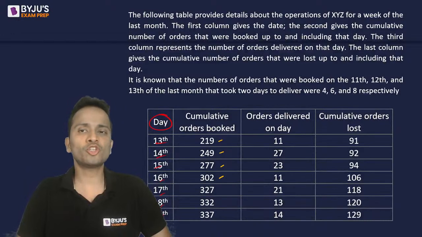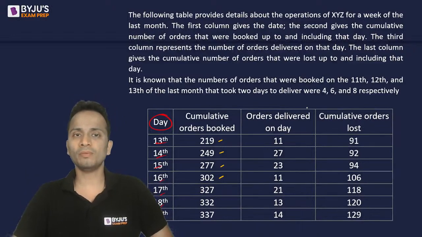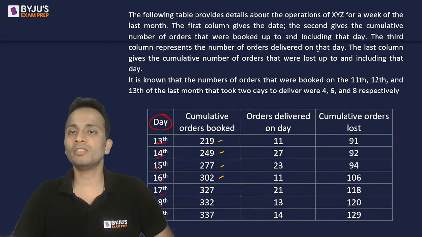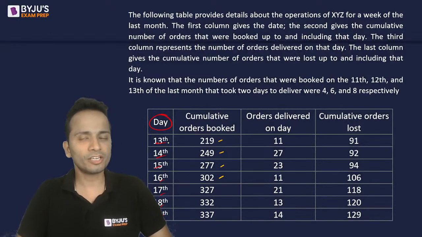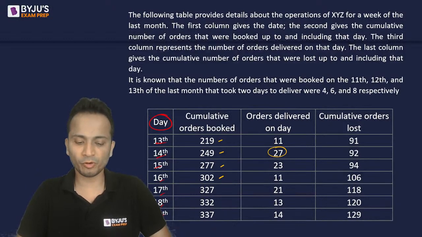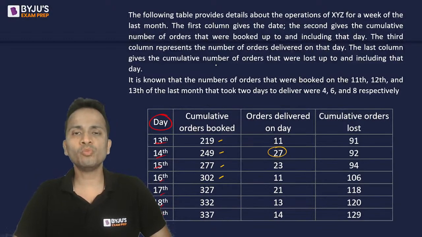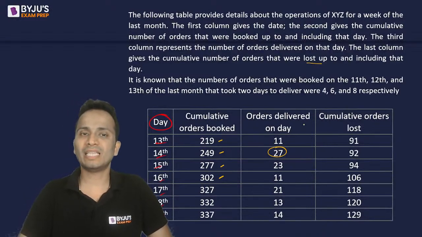So these are the cumulative number of orders that were booked up to and including that day. The third column represents the number of orders delivered on that day. So 11 orders were delivered on 13th of this month. Then 27 orders were delivered on 14th of this month, and so on. The last column gives the cumulative number of orders that were lost up to and including that day.